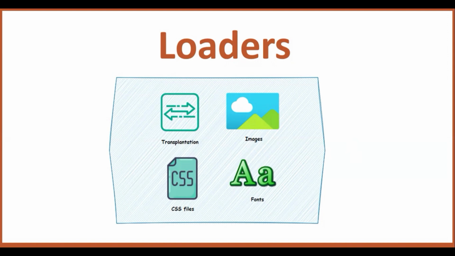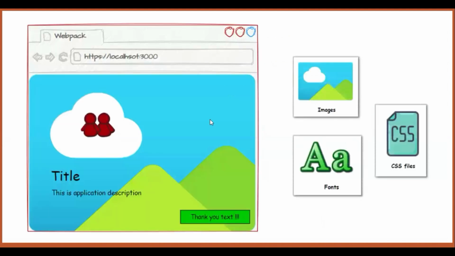For the last couple of videos, we have been working on a demo application where we successfully imported the logo and background image, and also added a CSS file and CSS preprocessor file. As a part of this video, let's continue by adding fonts to the application. For that, let's move to VS Code and start with the actual implementation.